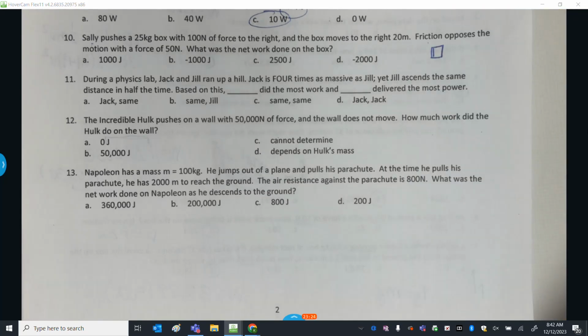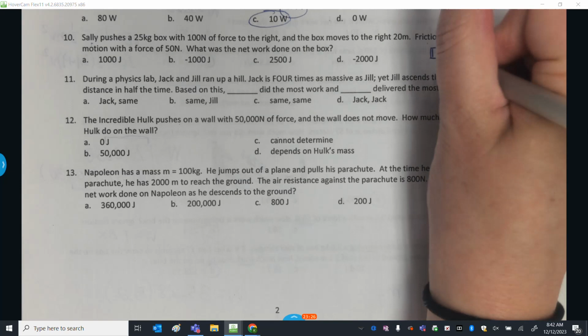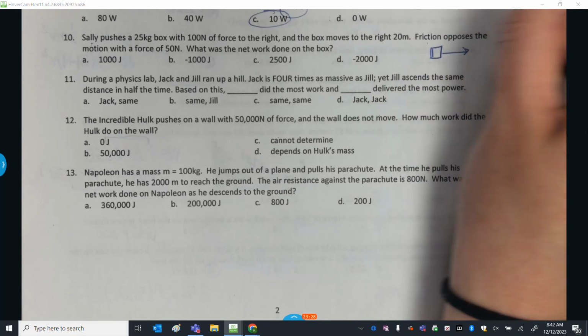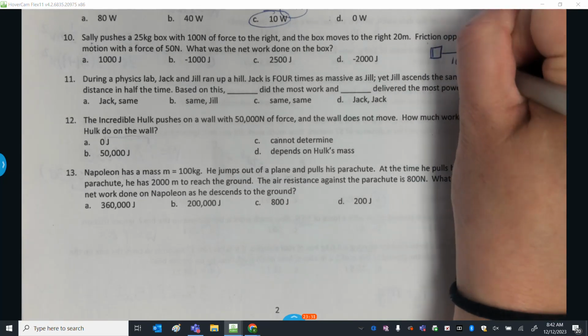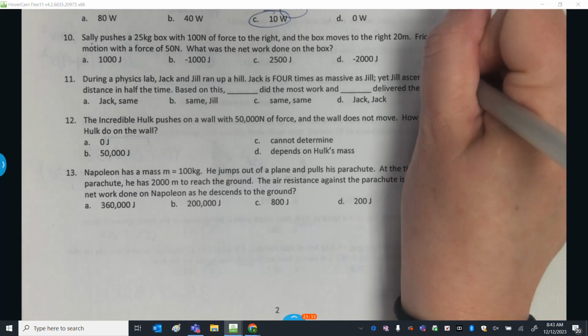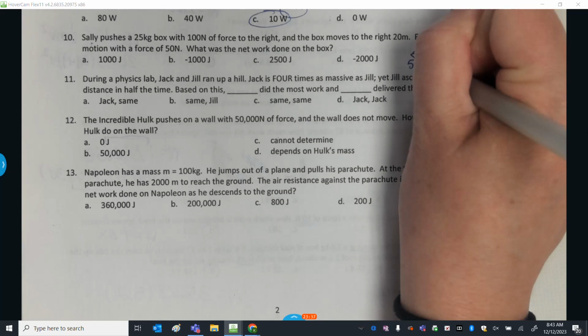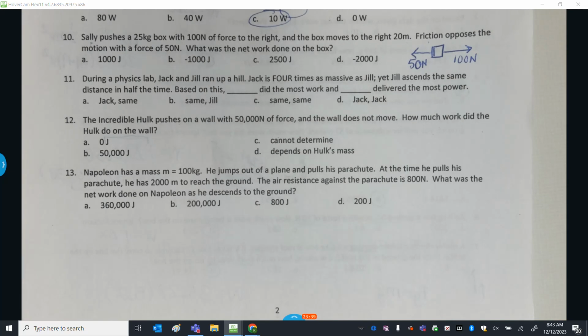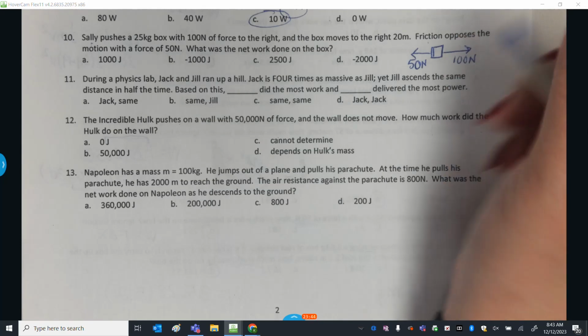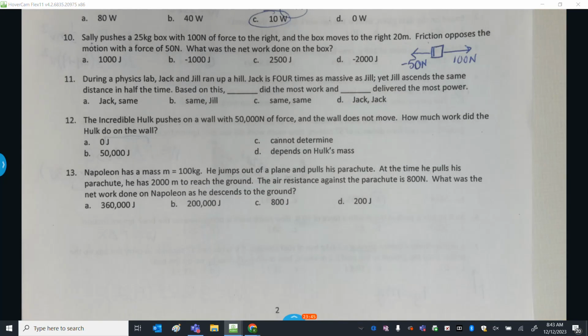Here's my object, and I know Sally is pushing with a force of 100 newtons to the right. So here is my 100 newtons to the right. I know that friction is opposing that with 50 newtons to the left. So here's my 50 newtons to the left. My net force is the sum of my forces, keeping in mind that forces are vectors. This is negative 50. It has a direction. So when I add them, my net force is 50 newtons.